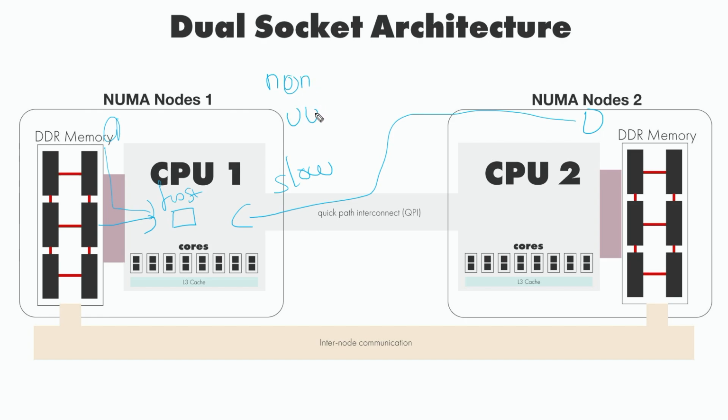non-uniform memory access. And that's what NUMA stands for, because the speed at which your data is stored in memory is different, and as a result the speed is different. It's not uniform, so you call it non-uniform memory access.